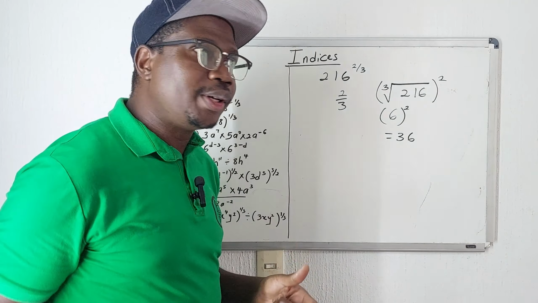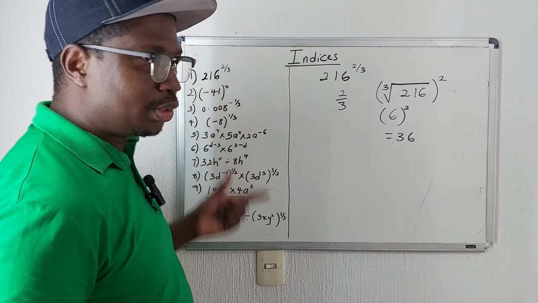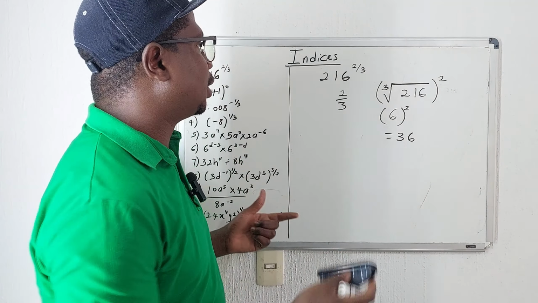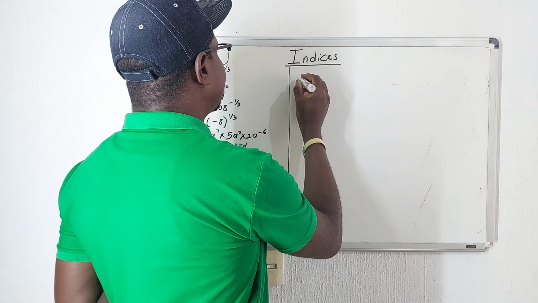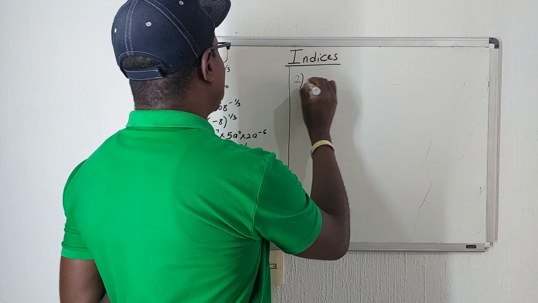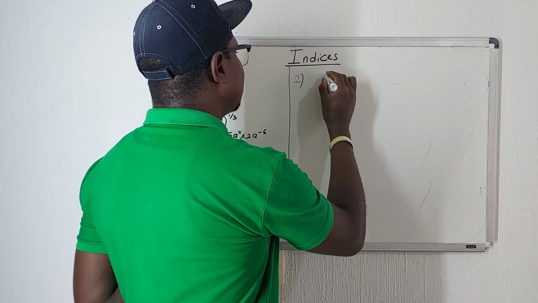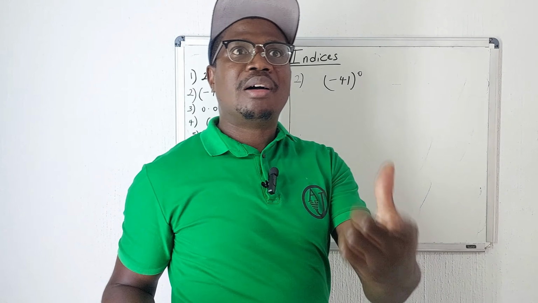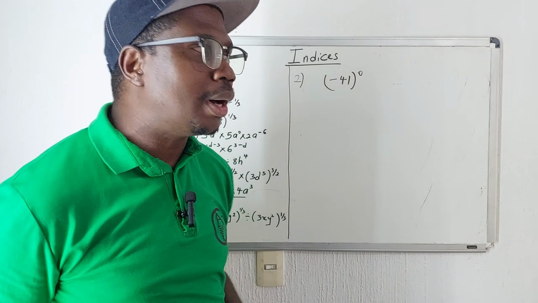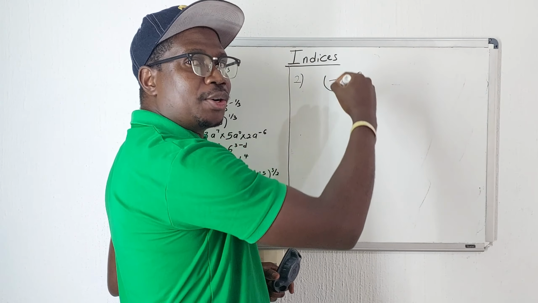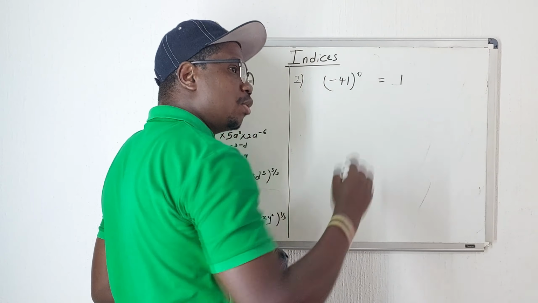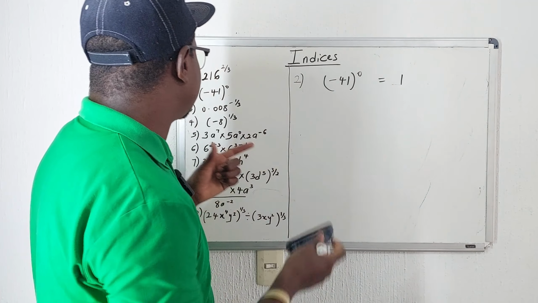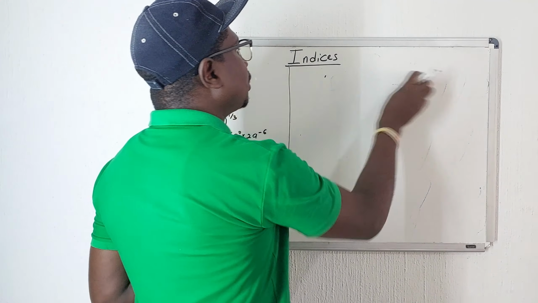You can pause the video here and try the others to see if you are correct before we solve them. To solve the second one, we have minus 41 raised to power 0. You remember our fourth law of indices, the zero power law. Any number raised to power 0 is 1, and we were able to prove it. So this one is very simple. We move to the third one.